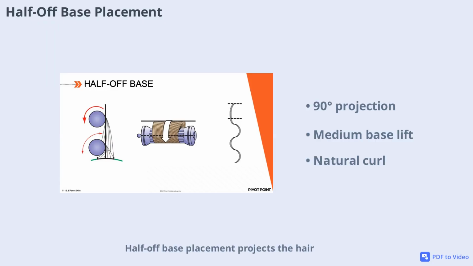Half-off base placement projects the hair 90 degrees from the center of the base, with the tool positioned half on and half off its base. This technique provides medium base lift and is commonly used for a balanced, natural-looking curl.